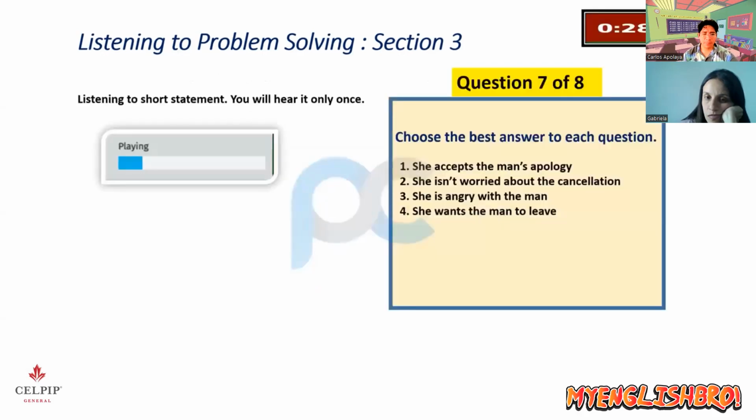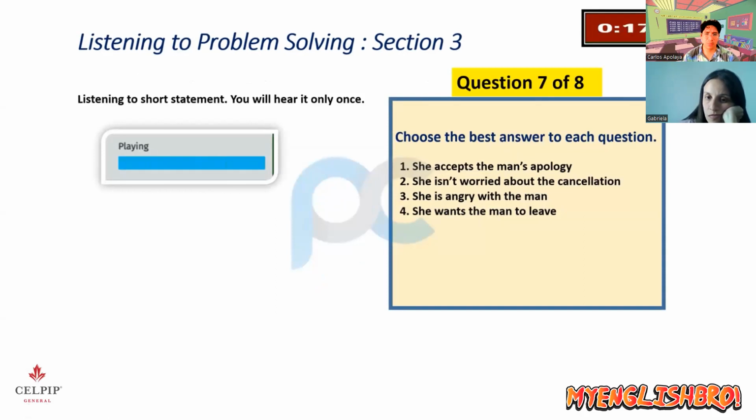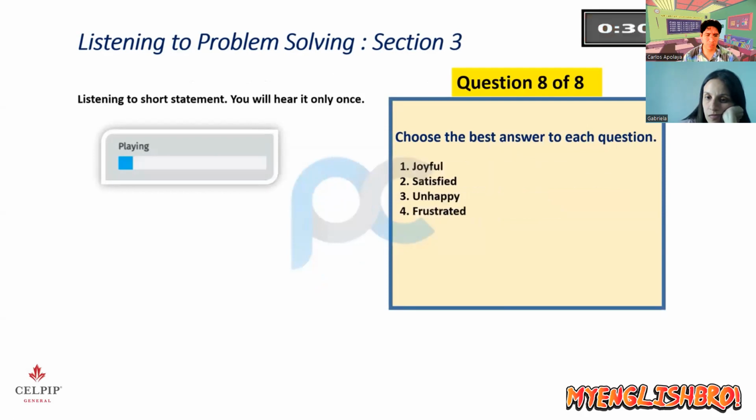Question 7. What does the woman mean when she says no worries? Question 8. How does the man feel in the end?